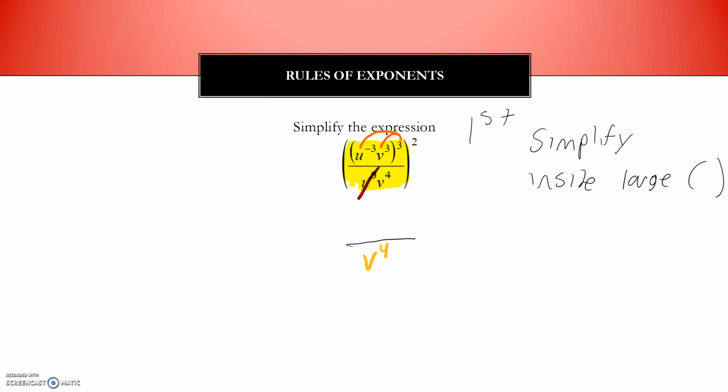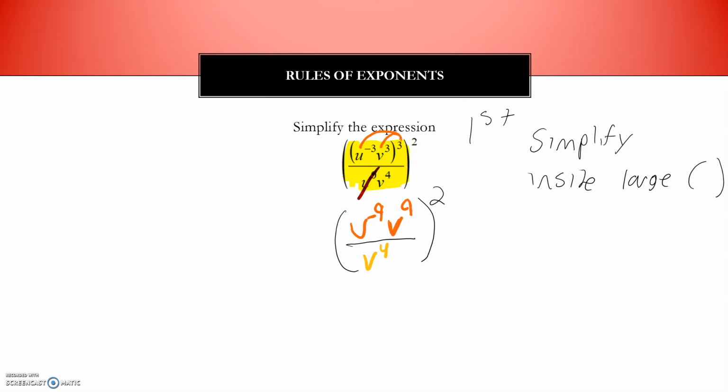So we would do u to the negative 3 times 3 is u to the negative 9. And we're going to do v to the 3 times 3, v to the positive 9. And then we're still going to put our big parentheses and our second power because we're going to have to do that when we're done.